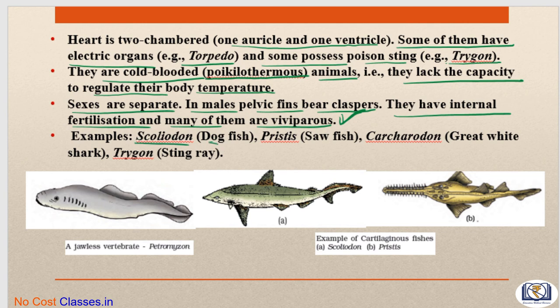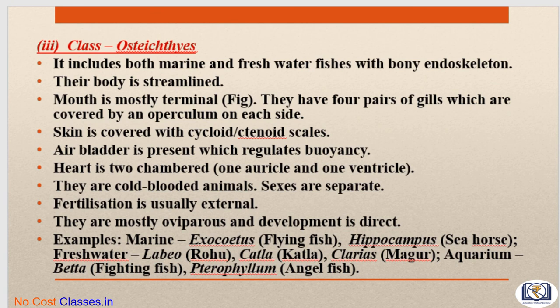Examples: we have Scoliodon, dogfish, sawfish, many more examples. We have shown the jawless vertebrate Petromyzon, and then we have cartilaginous fishes here. Now we'll move on to the next class, that is Osteichthyes.